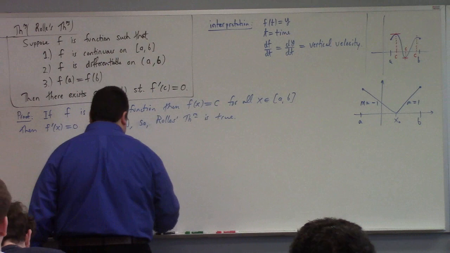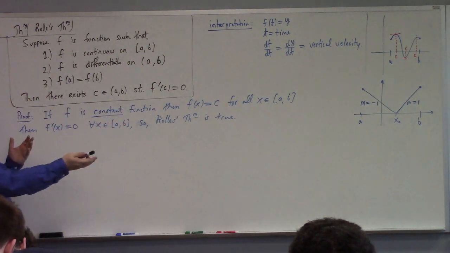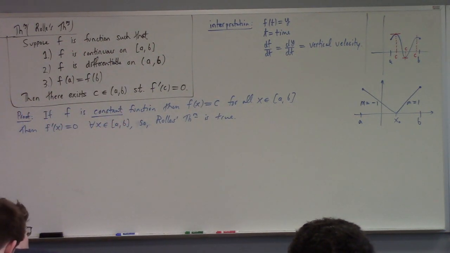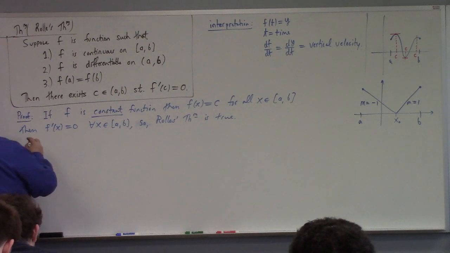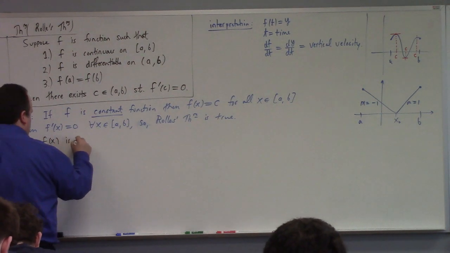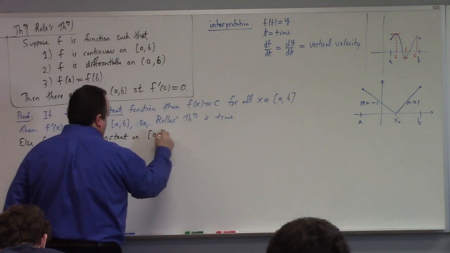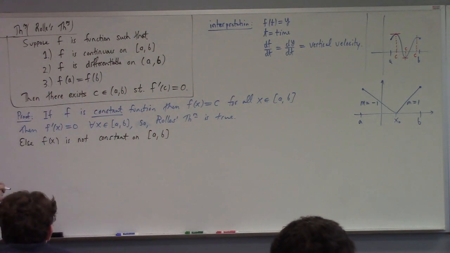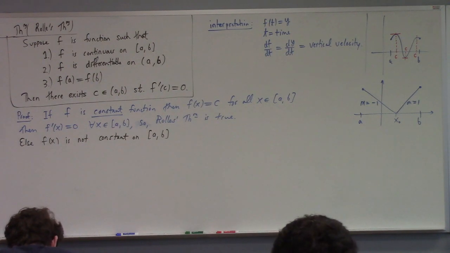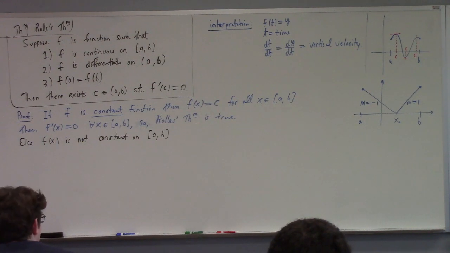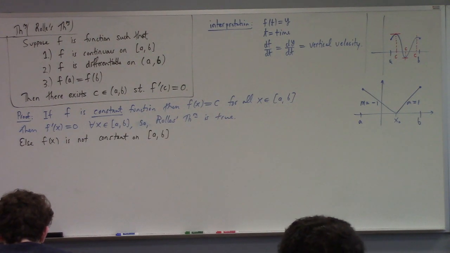All right, so then what? F of x is either constant or it's not, right? So else, f of x is not constant on a to b. So what do you think our next move would be here?